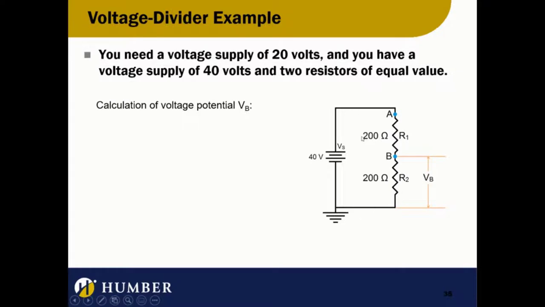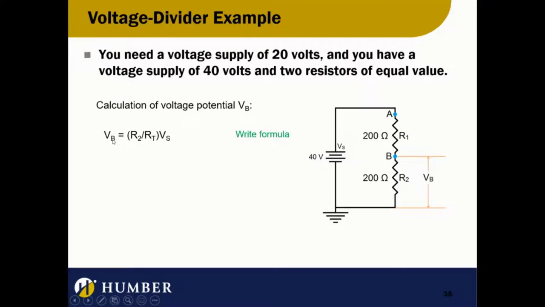But look at this. If I added 200 plus 200, I'd get 400. Well, 200 divided by 400 is a half. If I took 40 and multiplied it by a half, I'd get the voltage drop across here. And if we actually plug it into our formula, there's our formula. I'm going to write my formula down. I'm going to plug in my numbers. Look at the formula. Very specific.